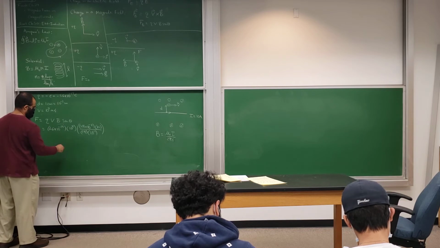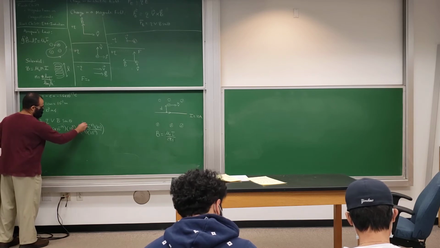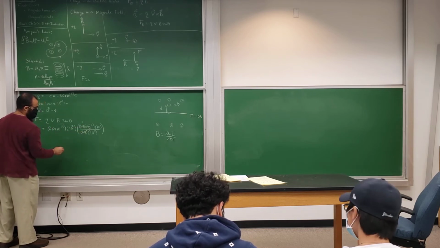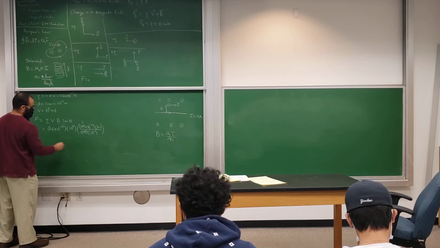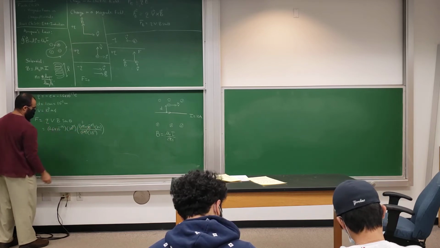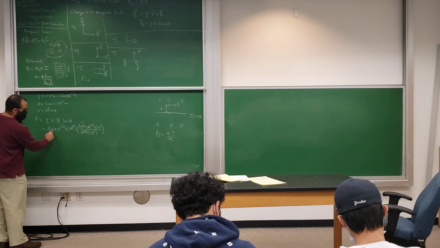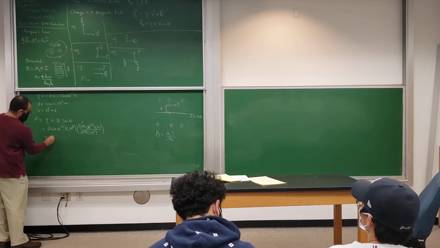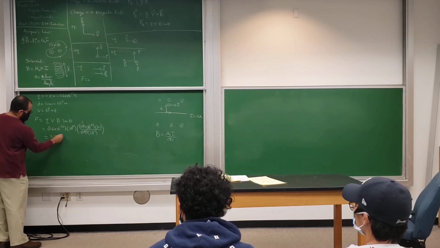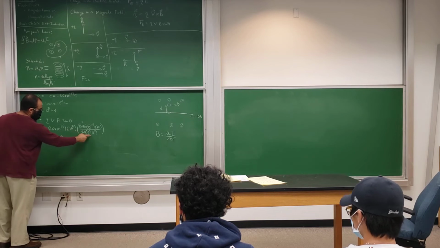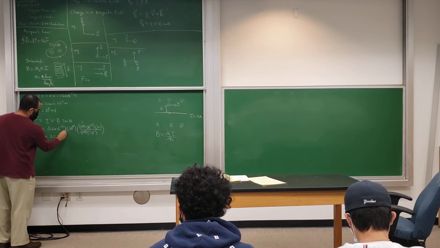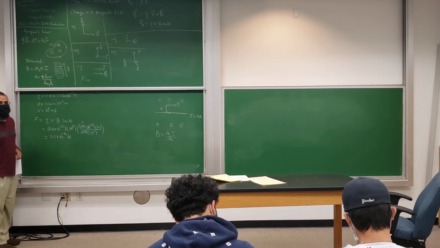So the 2 pi cancels, and the 10 to the 7th and 10 to the minus 7 cancel. 2 times 1.6 is 3.2 times 10 to the minus 16 newtons. That's the force.